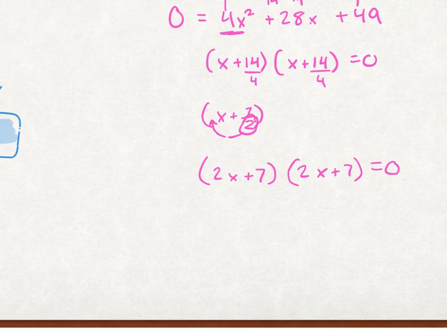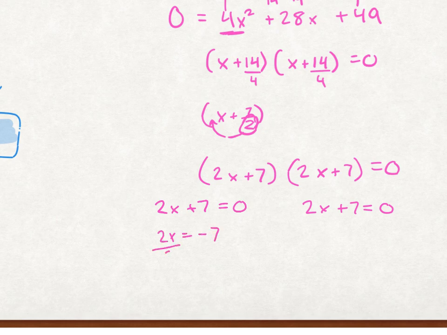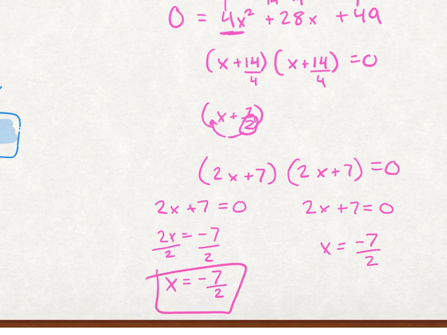Now we separate it into our two different equations and set them equal to 0. So we have 2x is equal to negative 7. Divide both sides by 2. X is equal to negative 7 over 2. And we're going to get the same thing on this one because it's the same exact equation. So x is equal to negative 7 over 2. So these are two zeros of our function.